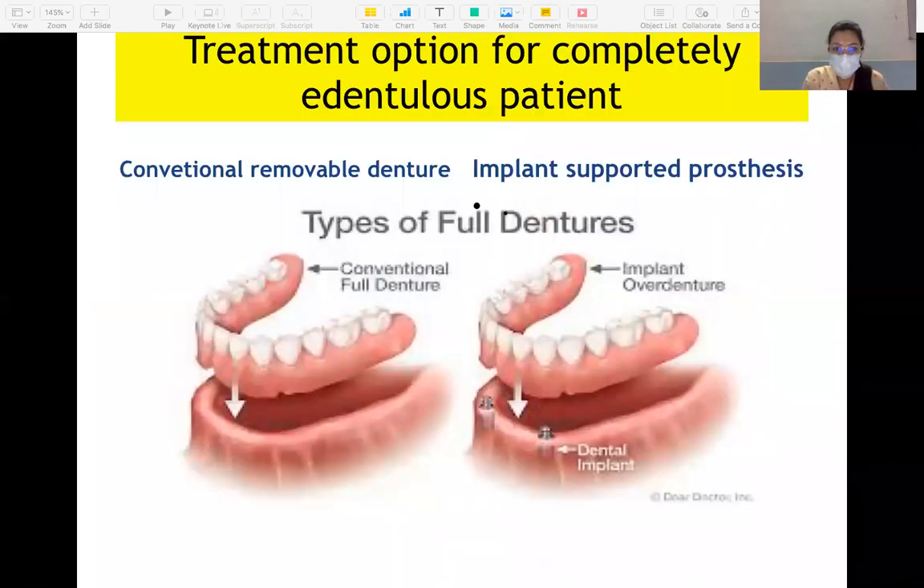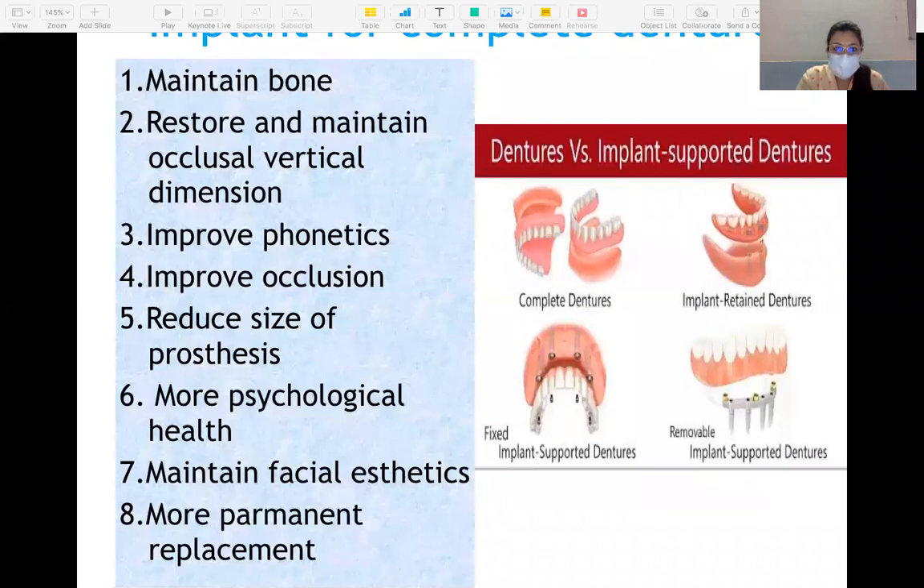The treatment options, if you talk of a completely edentulous patient, you usually, as you all know, give complete dentures. In case of implants, you can give implant overdentures in completely edentulous patients. Implants, if given in complete denture patients, maintain the bone, restore and maintain occlusal vertical dimension, improve phonetics, improve occlusion, reduce the size of the prosthesis, are more psychologically beneficial for the patient, give good facial aesthetics, and are more permanent replacements than the conventional complete dentures.